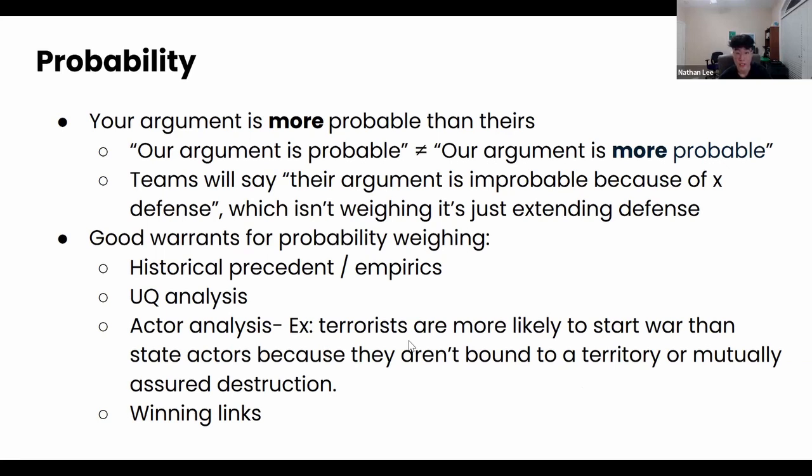Some good warrants for probability weighing include historical precedent or empirics, or uniqueness analysis by saying that if one key fact at the top of the round is true, then nothing they say is actually going to happen. Third is actor analysis. For example, when you say that terrorists are more likely to start wars than state actors because they aren't bound to a territory or mutually assured destruction. And also just winning links, right? Like if you win that a certain event happens, then you can say that it's 100% probable. But if you lose that it doesn't happen, then you don't get to talk about the probability of that.